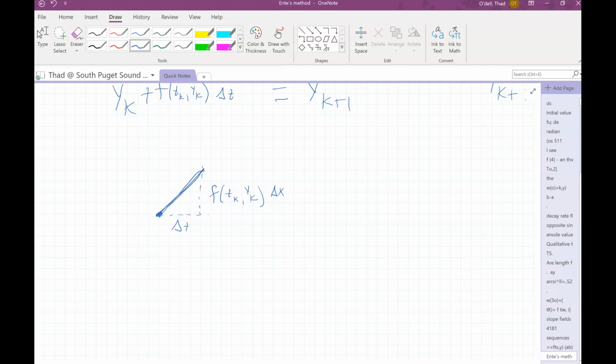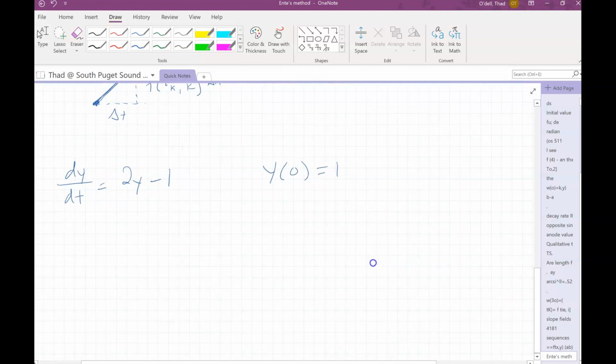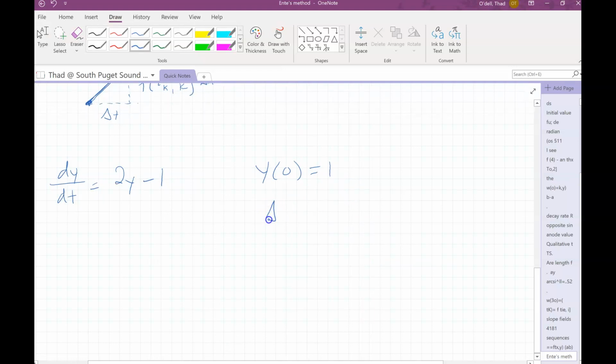Okay, so let's take a look at an example. So dy/dt is equal to 2y minus 1, for example. And let's say y evaluated at 0 is equal to 1. And we're going to do a step value of change in t equal to 0.1.